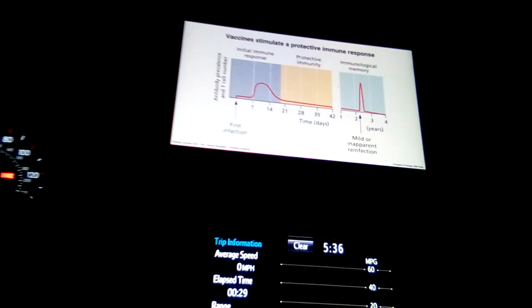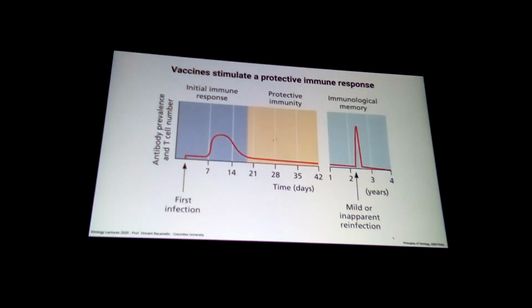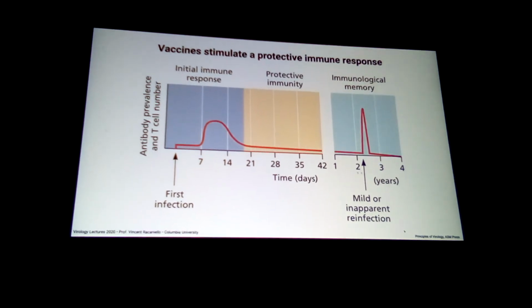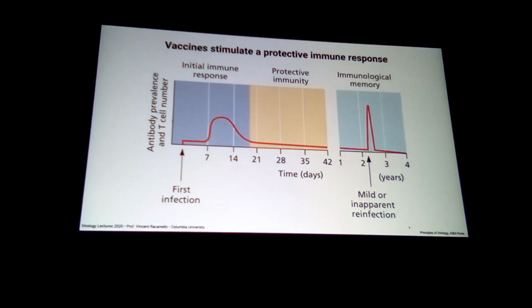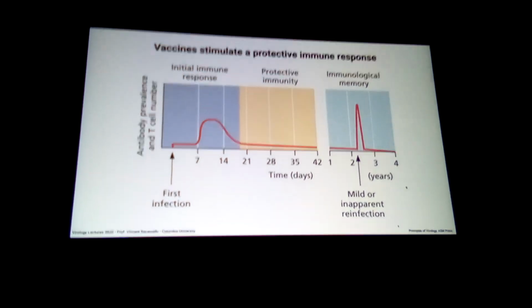How do vaccines work? They stimulate a protective immune response. They induce memory. And just to remind you about that, here we're looking at antibody and T cells on the Y-axis, time on the X. You have your first infection. After about 7 to 14 days, you have an adaptive response, antibodies and T cells. That wanes eventually to low but detectable levels. And then many years later, you can have reinfection with the pathogen against which you were vaccinated.